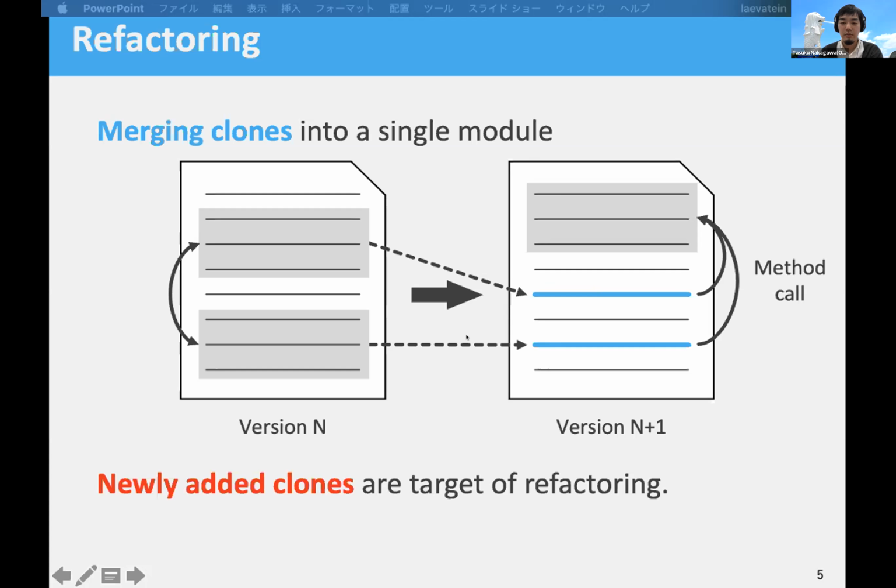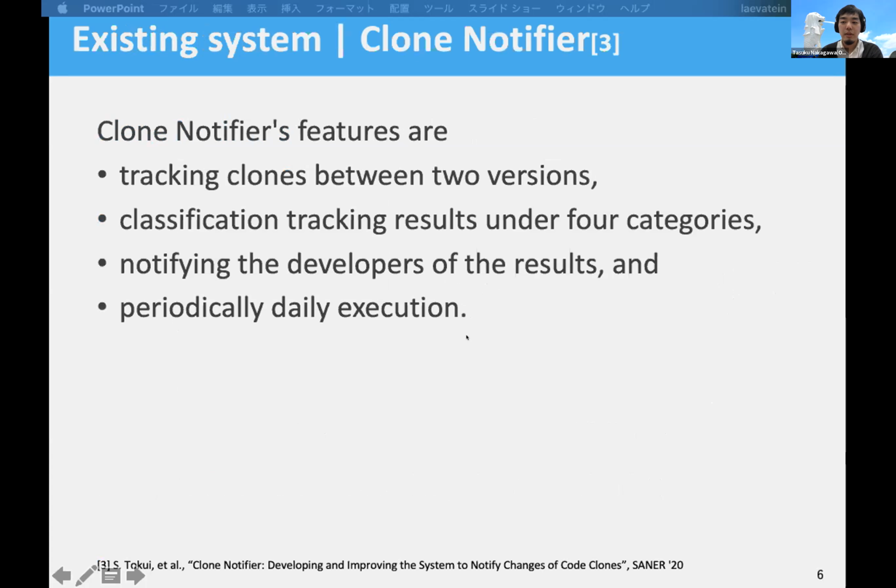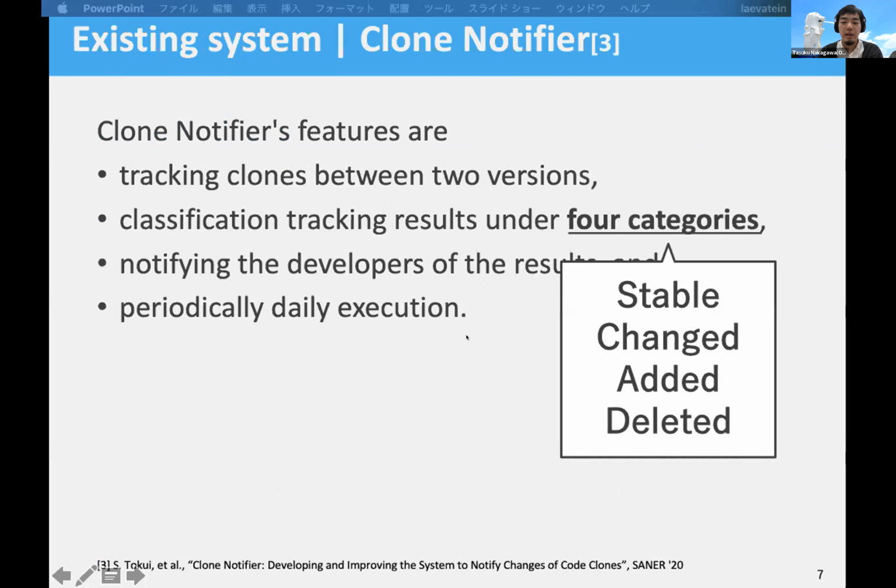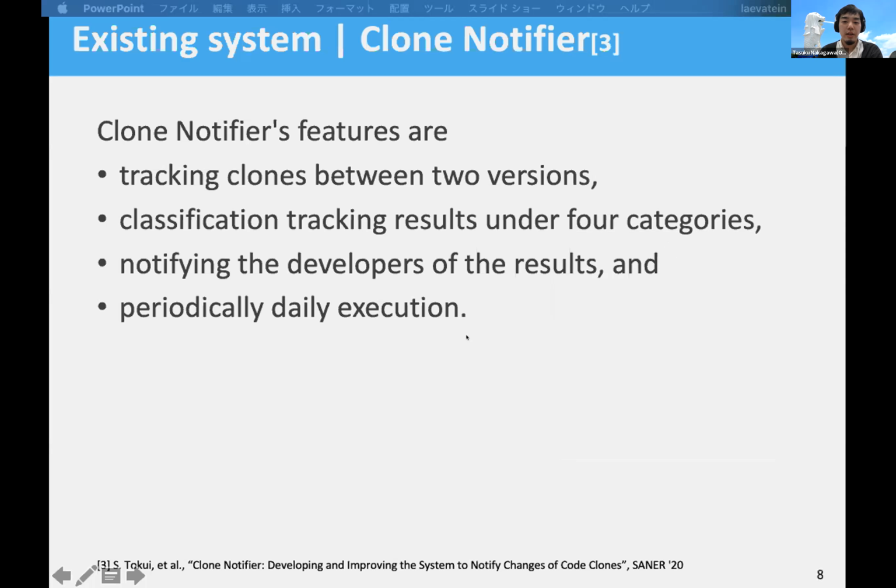An existing study proposed Clone Notifier, a clone change management system to improve the efficiency of simultaneous clone modification and clone refactoring. Inputs of Clone Notifier are two versions of the target project. Clone Notifier tracks clones between the two versions and classifies tracking results under 4 categories: stable, changed, added, and deleted. Finally, Clone Notifier notifies the developers of the results. Additionally, Clone Notifier is premised on one execution a day.